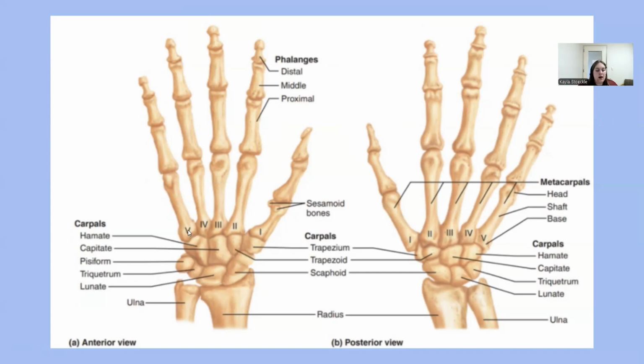And then you have your metacarpal bones. They'll start with one at the pollex, which is your thumb. So you'll have 1, 2, 3, 4, and 5. And then above, or distally to those, you have your proximal, middle, and distal phalanges. And so those are going to be from the proximal to the distal end of your fingers.